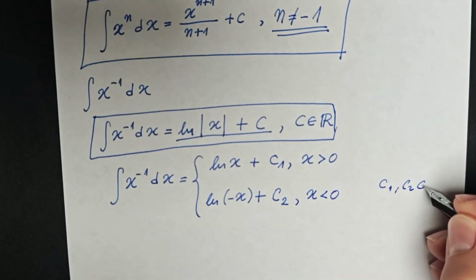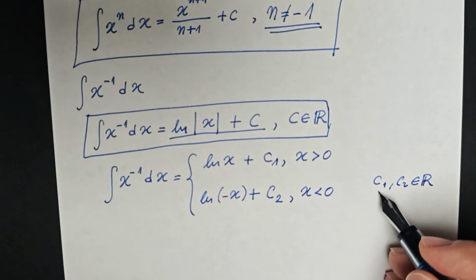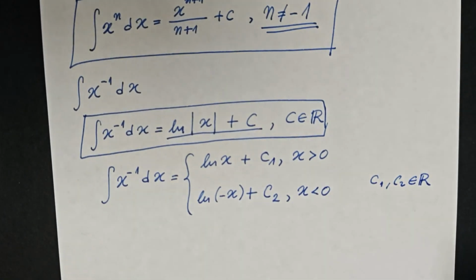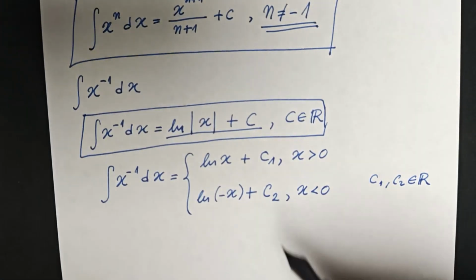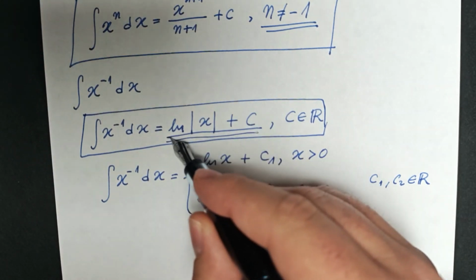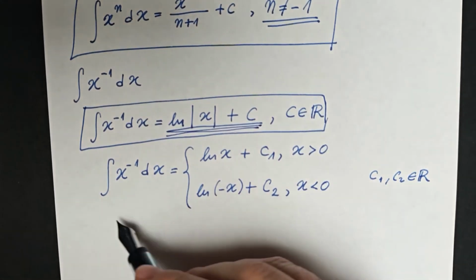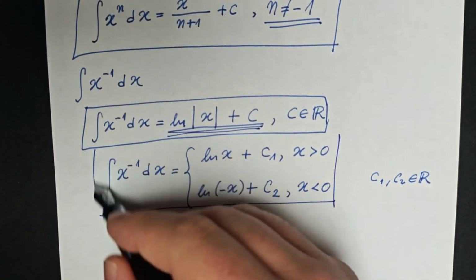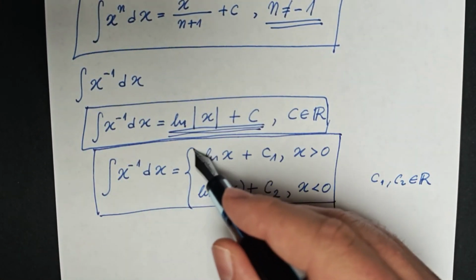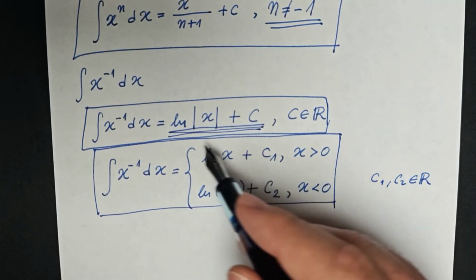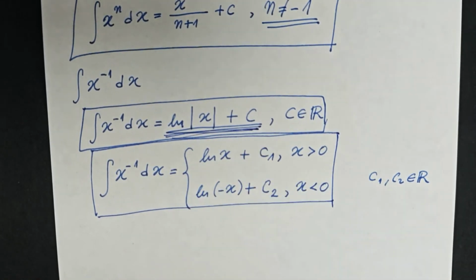C1 and C2 are any two real numbers. They don't have to be equal in a general case. We just use this simplified notation here, but it actually has these two cases in it. So keep in mind that you are dealing with two cases simply written in this one notation.